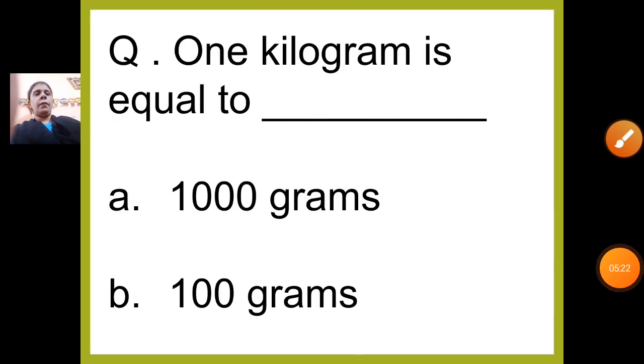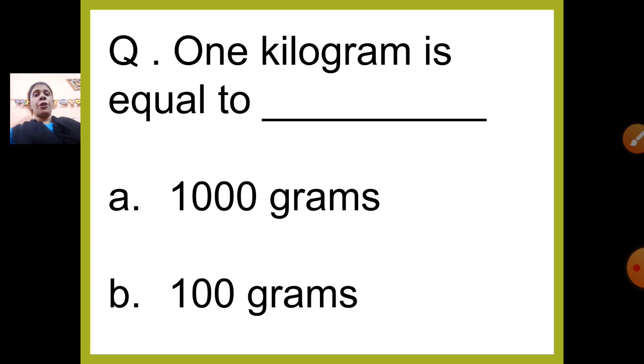Next, sorry, 1 kilogram is equal to dash. Very easy. Option A, 1000 grams. Option B, 100 grams.